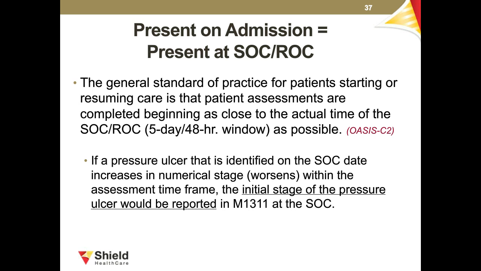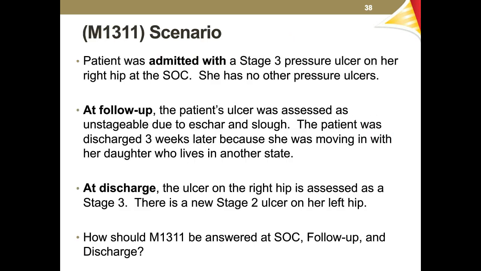For instance, if we see it on day 1 and it was a stage 2, and 3 days later it has deteriorated to a stage 3, we cannot say that it was a stage 3 at start of care or resumption of care, because we saw it earlier and it was a 2. So it's a little different if it was not unstageable. Let's look at some examples as we look at these.